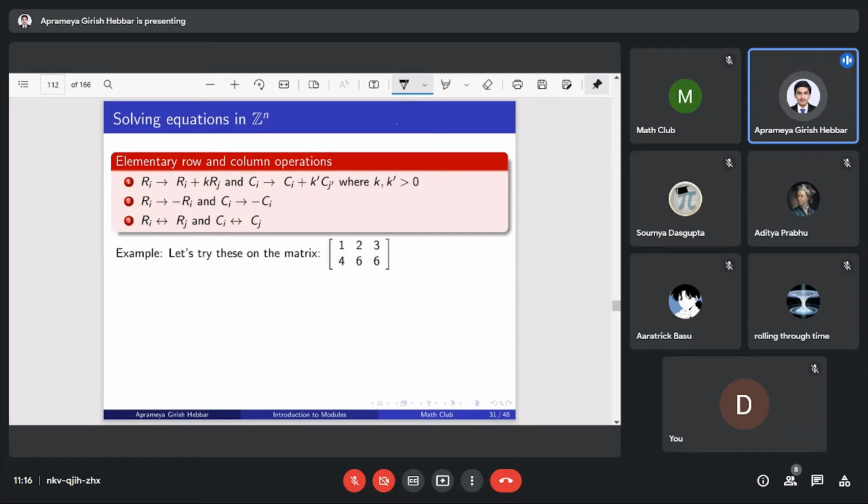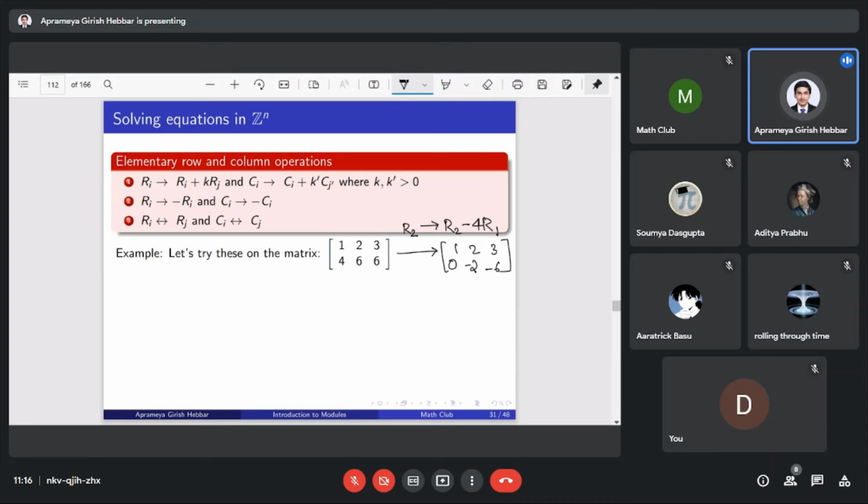Now, let's try these operations on this matrix: 1, 2, 3, 4, 6, 6. So what can we do in order to simplify it? We have 4 here and 1 here. You can replace R2 with R2 minus 4R1. What would this do? We have 4 minus 4, so here it would come 0. Now 6 minus 4 times 2, 8, so that is minus 2. 6 minus 4 times 3, that is minus 6 over here. And the rest are the same, 1, 2, 3.